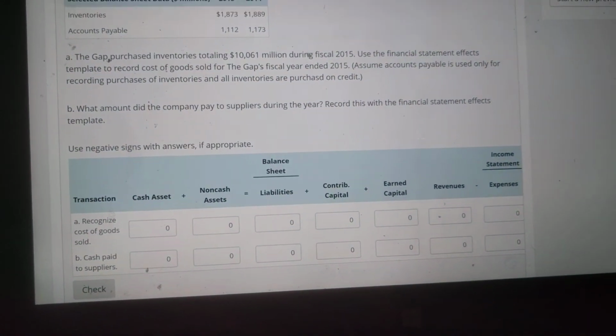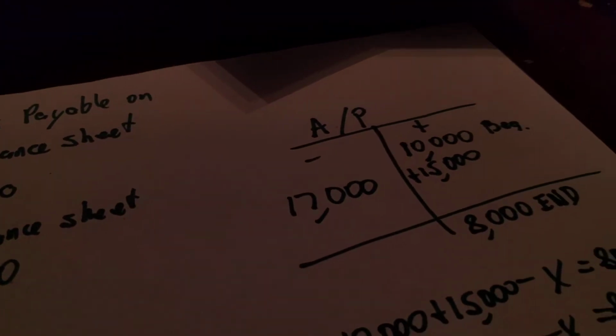So again, if you look at the problem over here on the screen, here at the bottom, it's saying cash paid to suppliers. So that's what we're looking for, and we just solved for it. So in this problem, the answer is 17,000.